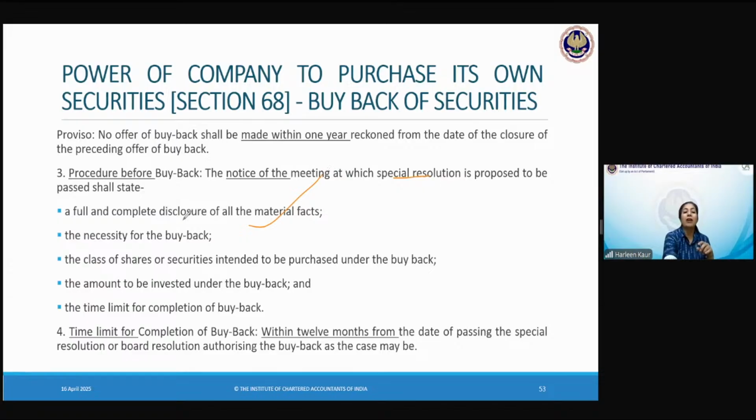Now you will ask me, ma'am, why do we need to mention this time limit? Because the buyback has to be done within 12 months. That is within 1 period. But you have to give the time, within 1 year, how much time you will take for completing this buyback. So what are the 5 things that will go in the notice? Complete this detail about the material facts. Why there is a need of buyback? Kya karna kya aapne buyback ki kyun zarurat padi hai? What is the amount to be invested? Class of shares and time limit. Within 12 months from the date of passing special resolution or board resolution, the buyback shall be completed.